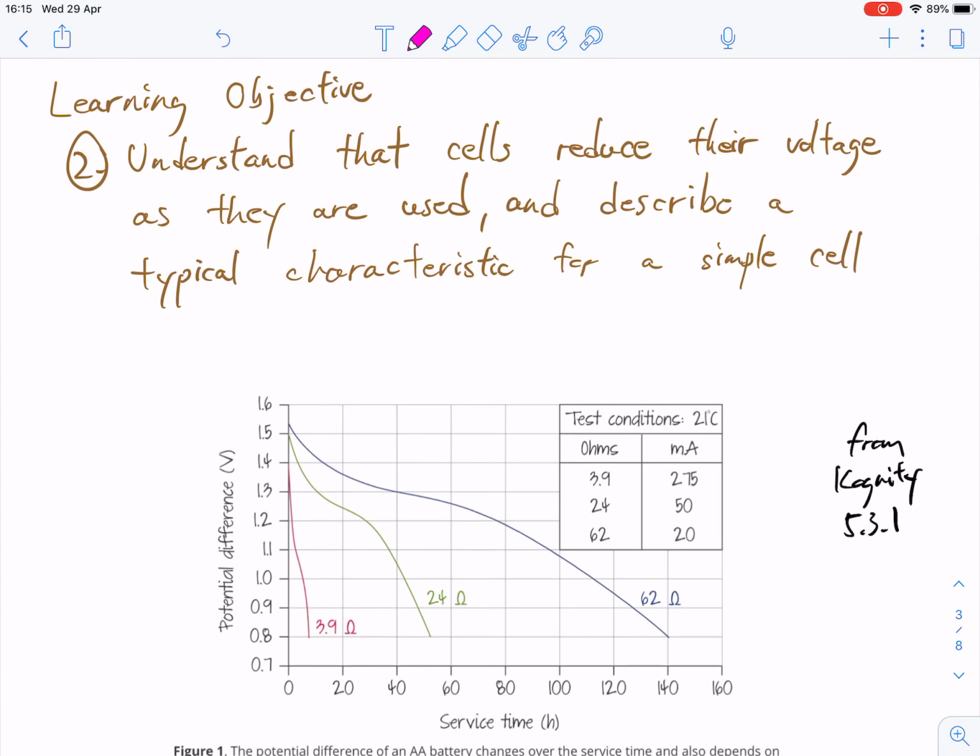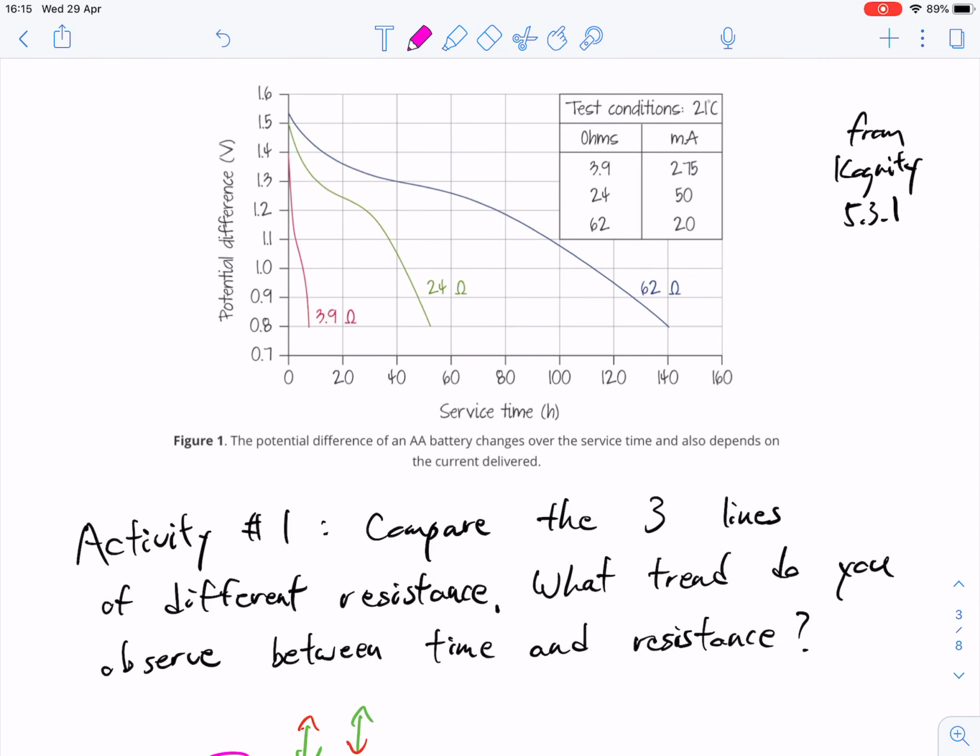Our second learning objective is to understand that cells reduce their voltage as they are used and to describe a typical characteristic for a simple cell. So this graph I borrowed from Cognitive 5.3.1. For this first activity, I want you to compare the three lines: the 3.9 ohm red line, the 24 ohm green line, and the 62 ohm blue line. What does the trend suggest to you? How does resistance affect the service time?